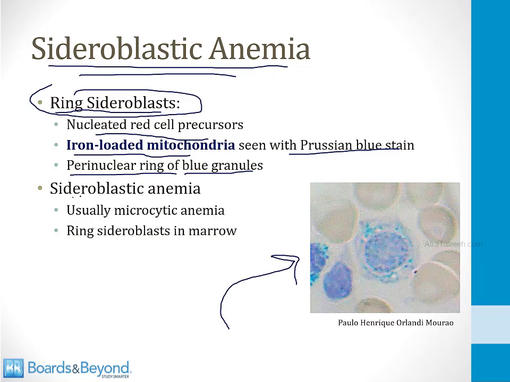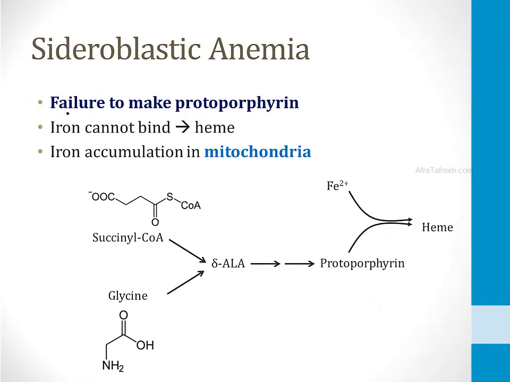So a sideroblastic anemia is usually a microcytic anemia, and in the bone marrow of these patients, you find ringed sideroblasts. Sideroblastic anemia occurs when there's a failure to make protoporphyrin inside of red cells and red blood cell precursors. When this happens, there's no protoporphyrin for iron to bind to form heme, therefore iron accumulates in the mitochondria, and that leads to the formation of sideroblasts.